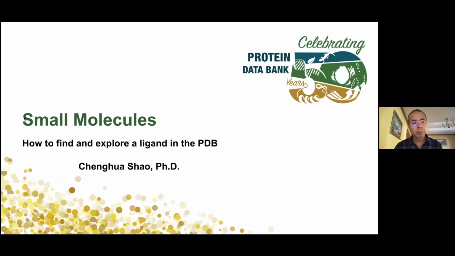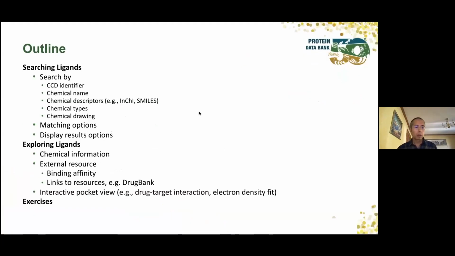Thank you, Ezra. So from this part, I will talk about how to find and explore a ligand in PDB. So I'll start with how to search a ligand. We can search the ligand either by CCD identifiers, their names, or descriptors typed in. We can do chemical drawing search. And for the search, we can choose different match options, for example, the exact match, similarity match, or substructure match. We can also display results in different ways that we wish.